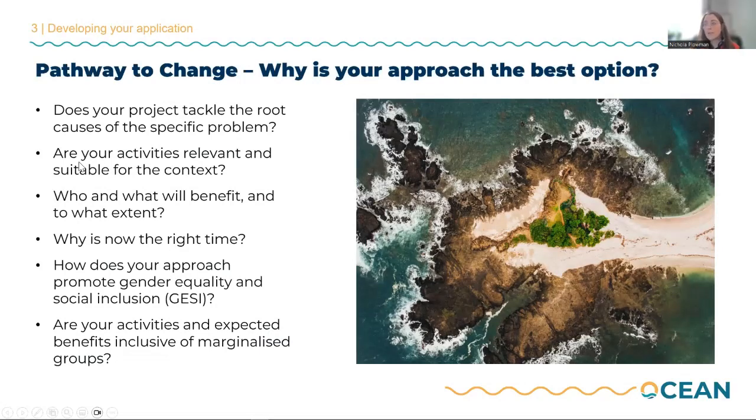You should also be thinking, again, who and what will benefit and to what extent, because one of the main aims is to really benefit people and reduce poverty in its many different aspects. You should also be thinking about why now is the right time to implement the kind of activities you're planning, and really have a focus on how your approach will promote gender equality and social inclusion. You should be thinking about whether your activities and the expected benefits that you hope to see are going to be inclusive of marginalized groups and people across all parts of the society that you're working with.